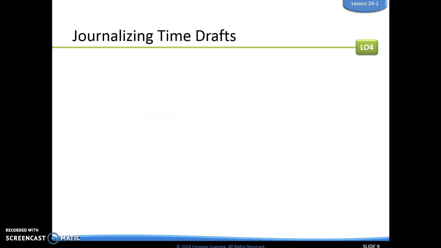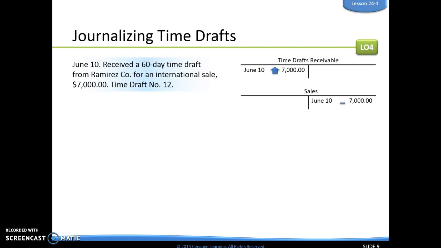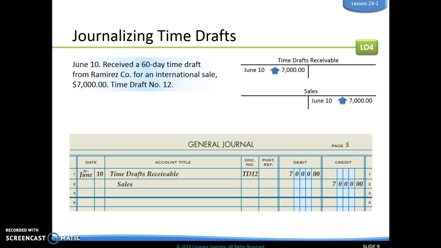Time drafts, journalizing a time draft. It says on June 10th, we received a 60-day time draft from Ramirez Company for an international sale, $7,000, time draft number 12. Now, this is going to go into our general journal. We're going to debit time drafts receivable. So it's kind of like our accounts receivable. And then we're going to credit sales because this is covering a sale.